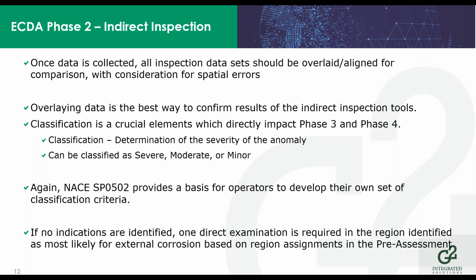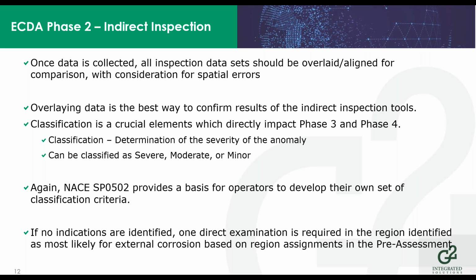So once you collect your data, you've done all your field work, you should correlate the data. You should gather it all together, lump it together, and overlay it to align it for comparison with consideration for spatial errors. Because you're doing data evaluation on the information gathered during the field inspections, this is going to drive your decisions as to where you're going to perform your direct examinations, where you believe corrosion may be imminent. This data and decision making should be fully documented again to validate where you're going to dig.